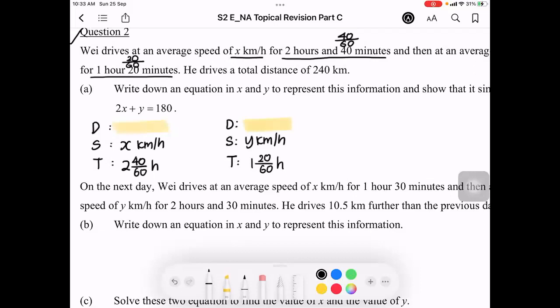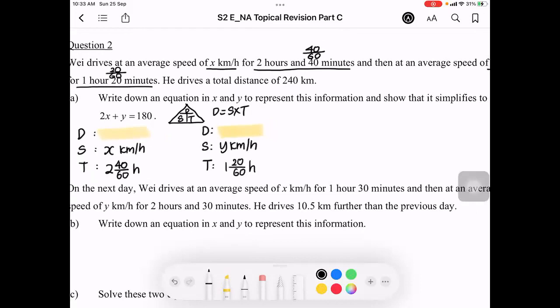So let us use our DST triangle. Distance equals speed times time, right? The question says write down an equation in x and y. This must be equal to something. What other information did they give me? Oh, they give me the total distance. So I know the total distance is 240. That means I must find these two distances and they must add up to 240.